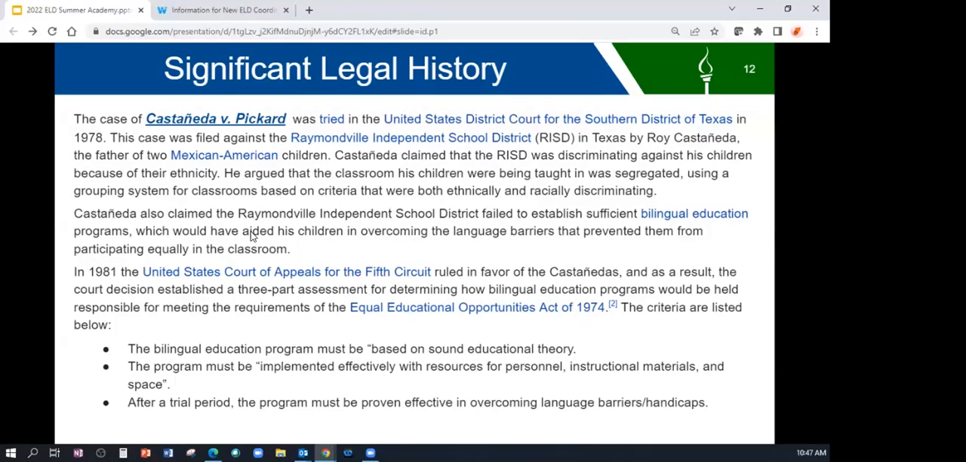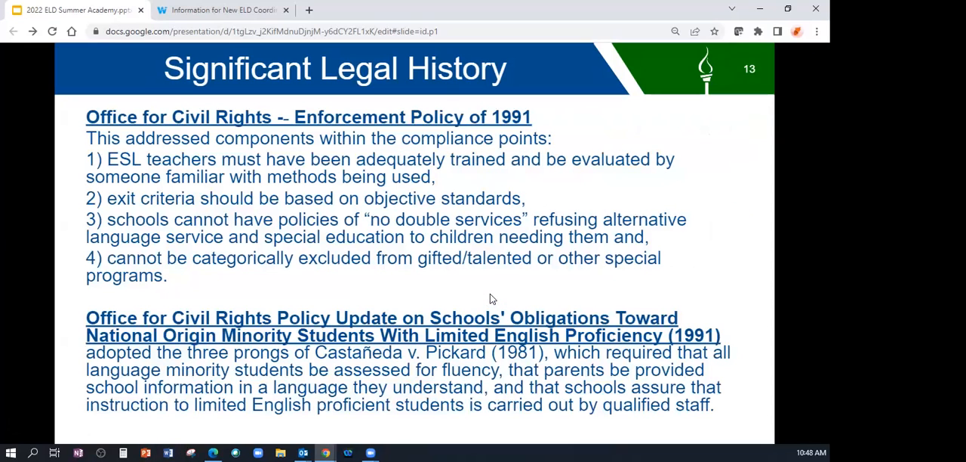They were segregated from the other students and maybe not given the same assignments or the same opportunities. And so he took them to court over it and ended up appealing to the United States Court of Appeals. And as a result, the court decided on what we now call the 3-pronged Castaneda approach. And what that says is, I think it's on the next one. Let's look at this first. It addresses components in the compliance.